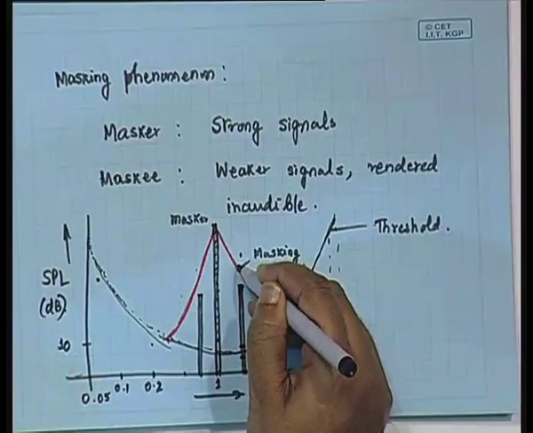So, if such maskers are present, take advantage of that, in the sense that in the presence of such strong masking signals, you can afford to keep a lower number of bits because your masking threshold is high.